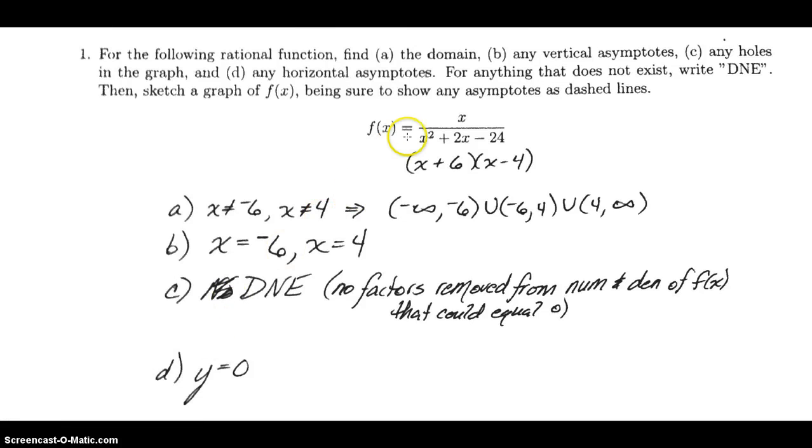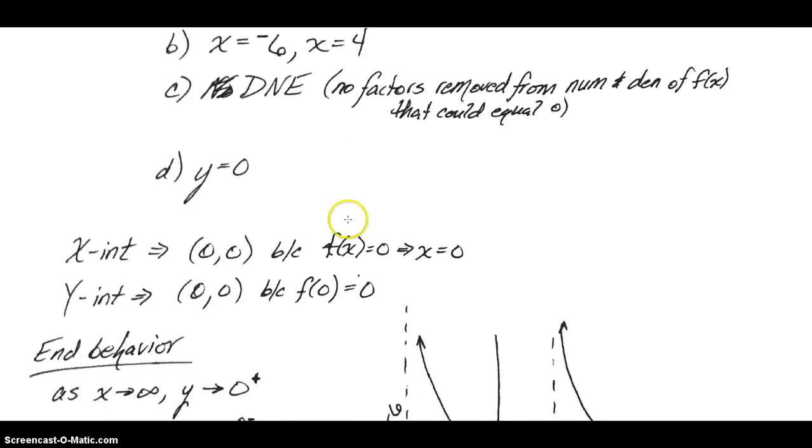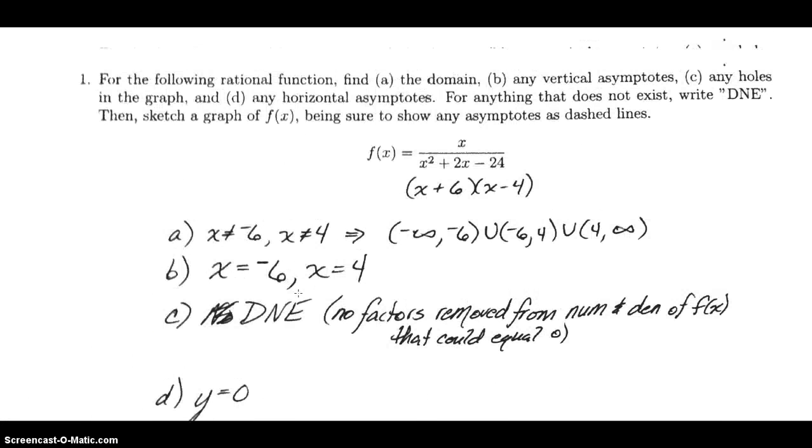Okay, we have a function here. We need to do several things on it. In fact, we probably need to do even more than this, like find the intercepts and end behavior if we want to graph it. But let's start with these 4 things that we're specifically required to do.